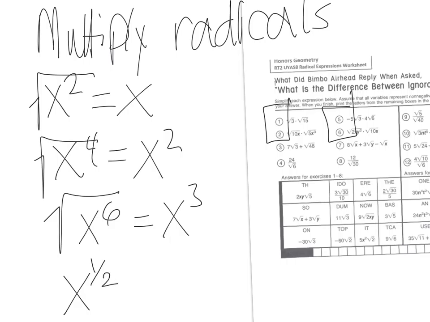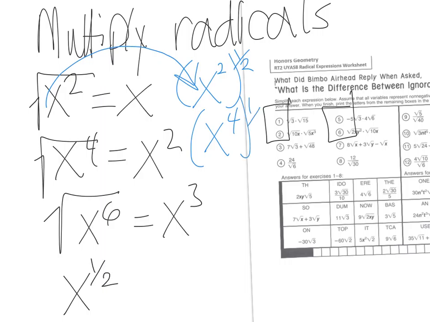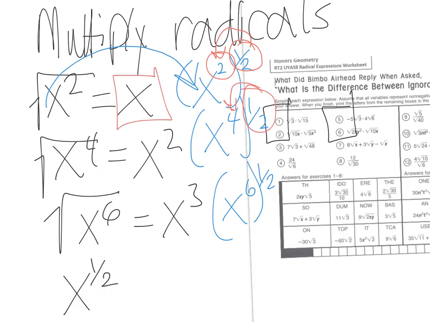So really, another way to think of each of these is to think of the square root of x squared as x squared to the 1/2 power. To think of x to the fourth to the 1/2 power. To think of x to the sixth to the 1/2 power. And if you remember your rule for taking a power to a higher power, that's when you multiply your exponents, which gives you each of these.